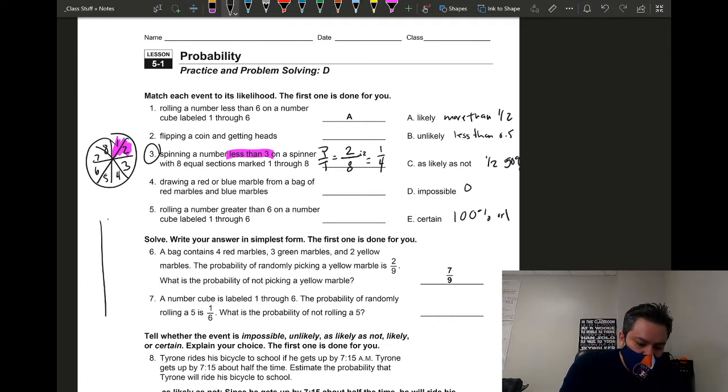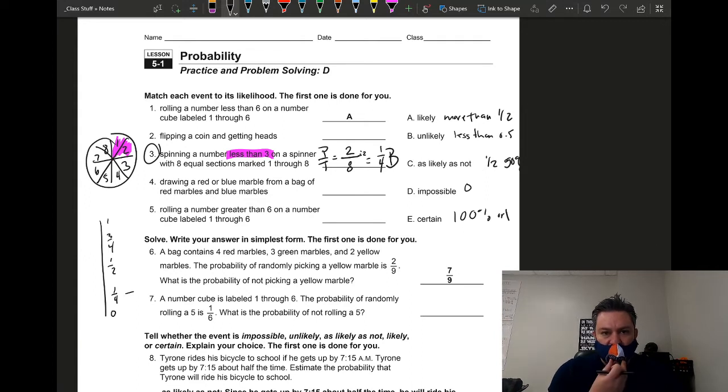Remember, this is 100, 1 whole, 1/2, 0. So right here is going to be 1/4, somewhere in between over here. 1/4 and 3/4. So my possibility for that one is going to be right here, which is unlikely, less than half. So this one is going to be C. Unlikely, which is going to be B. 3 is B. A quarter is B.